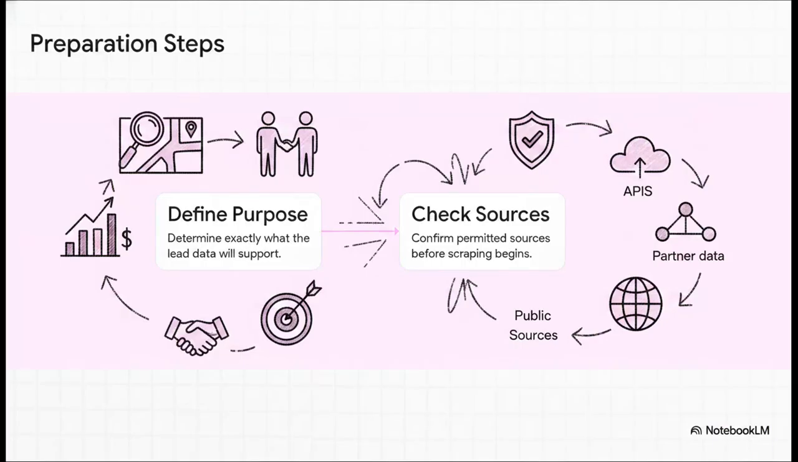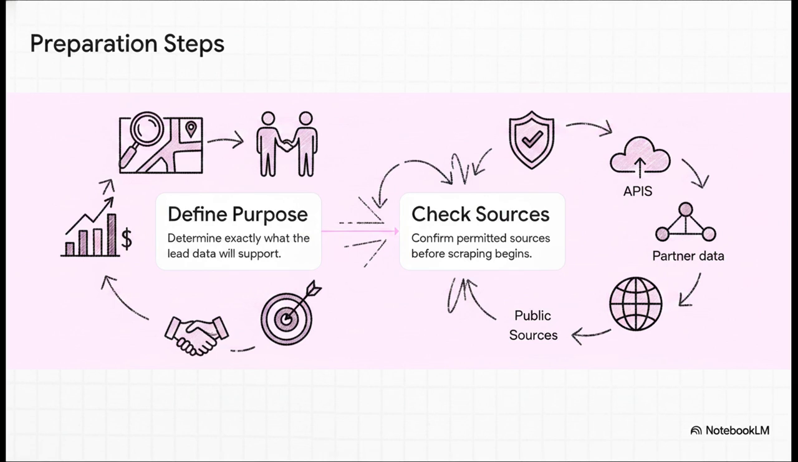So let's start building our practical checklist. Step 1, define your business purpose. You really have to stop and ask yourself, what exactly will this lead data support? Are we talking direct sales outreach, account research, local market mapping, maybe partner discovery? Because if that purpose is fuzzy, your pipeline is just going to generate a ton of volume with zero actual value.